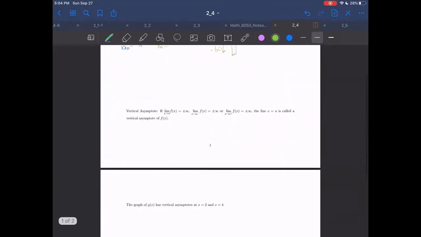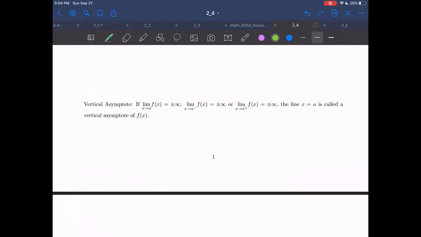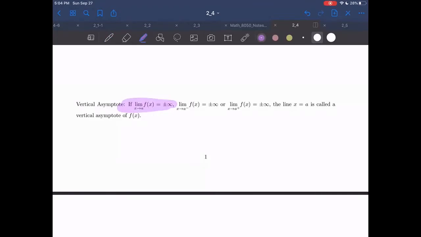All right, so a vertical asymptote happens when the limit as x approaches a of f of x goes off towards positive or negative infinity, or one of our right-handed or left-handed limits goes off towards positive or negative infinity. Then the line x equals a is called our vertical asymptote.